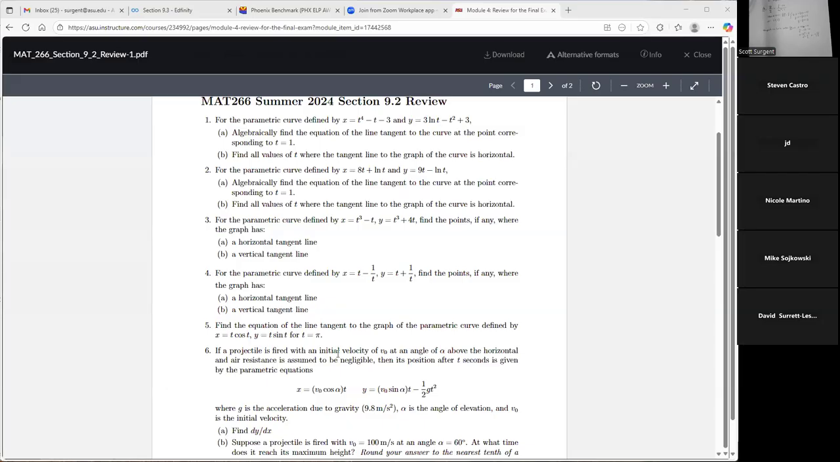Alrighty, what we got going on here? Number 2, for the parametric curve defined by x is 8t plus natural log t, and y is 9t plus natural log t. I'm going to skip part A and go right to part B, because I think that was the question you were asking about. Find all values of t where the tangent line is horizontal.